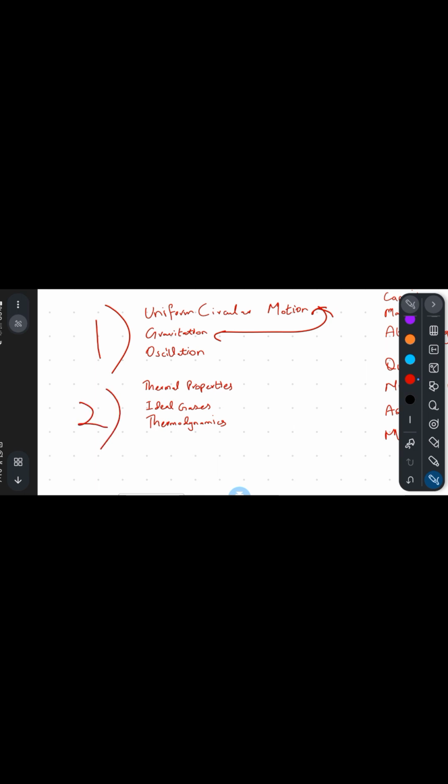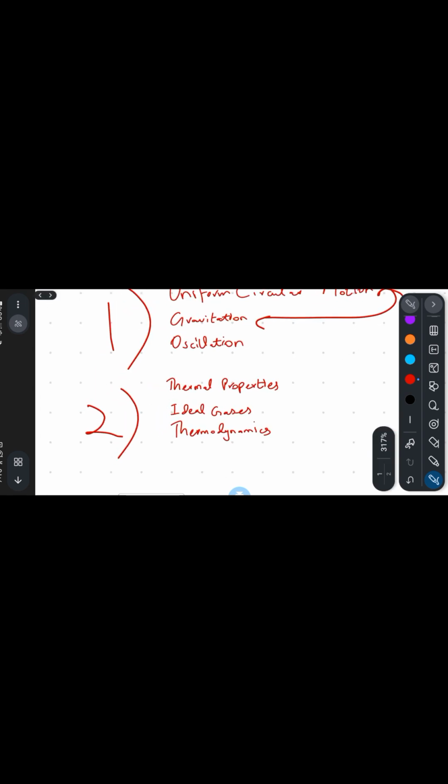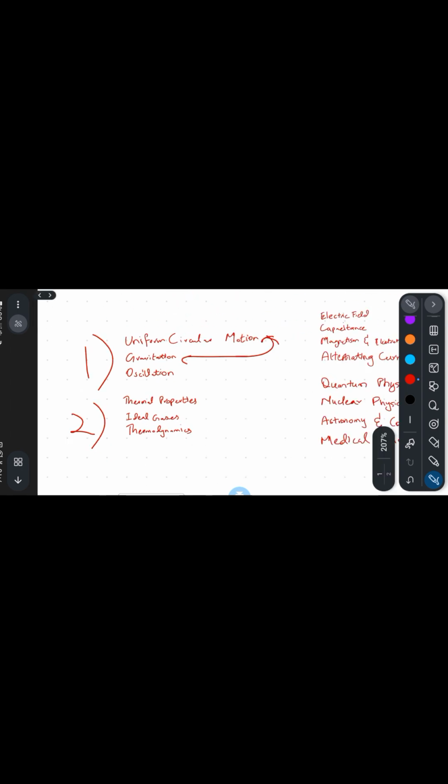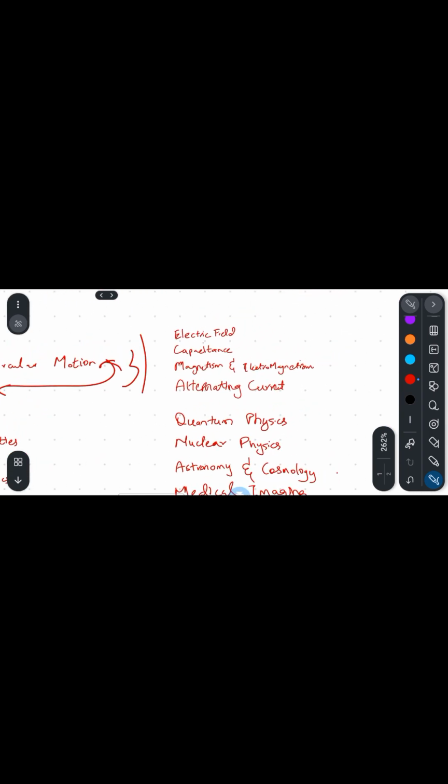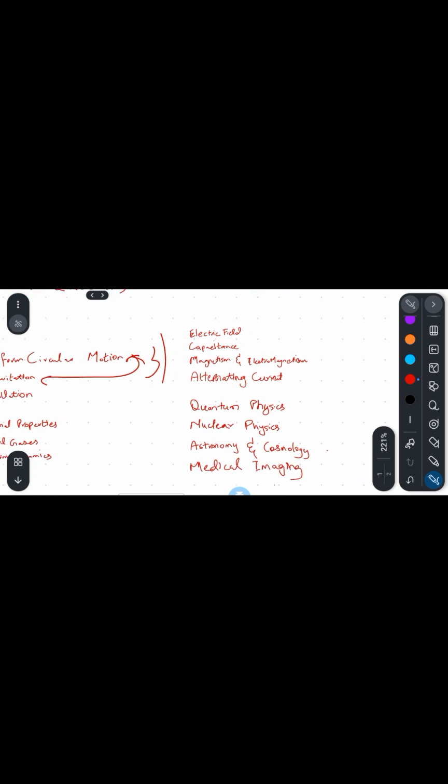Now we're going to be going over the thermal properties. So in the second batch we're going to be covering thermal properties, ideal gases, and thermodynamics. These all are related to temperature. And your third batch focuses on electricity and magnetism and circuits. In AS you had covered DC circuits, and in A2 you're going to be covering alternating currents or AC circuits.